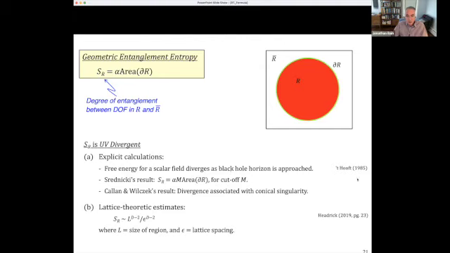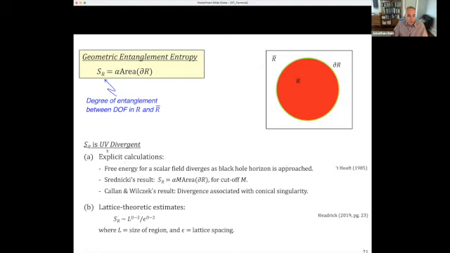And this goes back to this influential article by 't Hooft in 1985, where, among other things, he shows that the free energy for a scalar field in a background black hole spacetime diverges as the event horizon is approached. And if the free energy diverges, so do other quantities derived from the free energy, like the entropy. And in Srednicki's derivation, he only gets this result by inserting a cutoff into his field theory. So the form he derives involves a cutoff. And in the derivation of Callan and Wilczek, there's a divergence associated with the conical singularity.